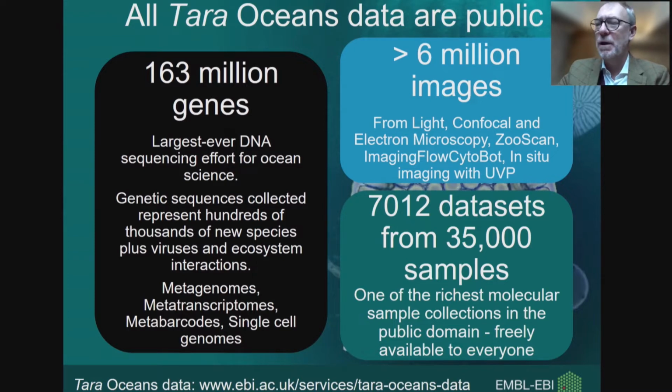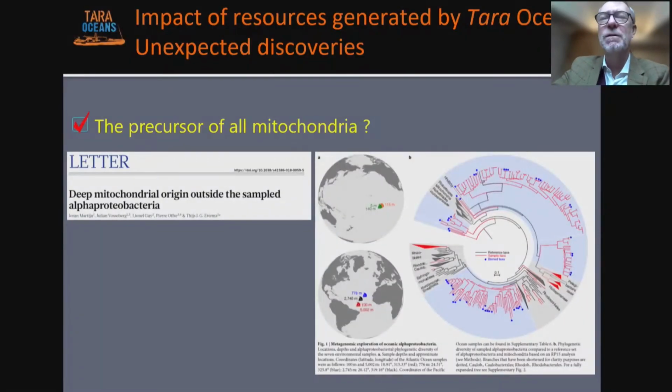And the kinds of discoveries that have been made by other people, not by the Tara Oceans group of scientists, some of the examples of amazing discoveries, I just want to show you in a couple of slides. One of them is the discovery, potentially, of the precursor of all mitochondria. So we know that all eukaryotic cells contain mitochondria. They are the energy generating machines of all eukaryotic cells. We believe that they are derived from an endosymbiosis of a prokaryote, bacteria. But there's been debate about what sort of bacteria that was at the origin of all these mitochondria.